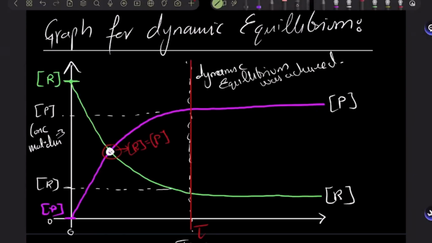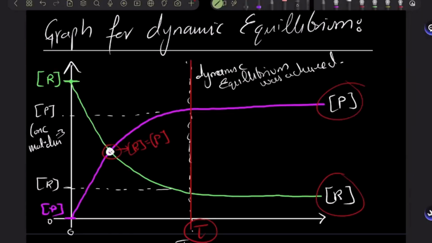Where is the point where they're both at equilibrium? When they're not changing anymore. And what was the time where they stopped changing? This was the time. This is the time where dynamic equilibrium was achieved. Are we clear? Okay.